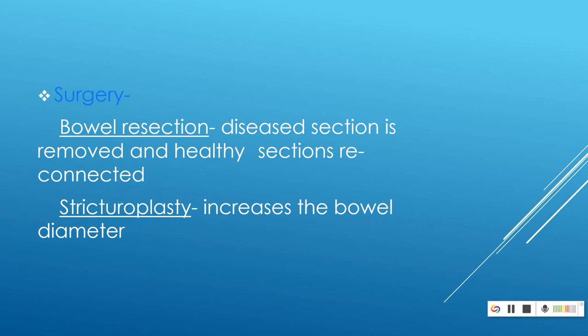Strictoplasty. This increases the bowel diameter, because didn't we say that with ulcerative colitis and Crohn's, as they get inflamed and then they heal, they can develop scar tissue, and that's going to decrease the diameter of the lumens of my intestines. So I can go in and do the strictoplasty, which is like a balloon, inflate the balloon, and it's going to stretch that bowel, so that opens up that lumen.